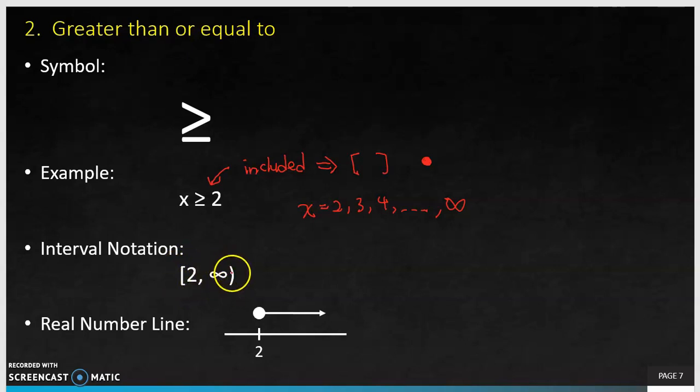Here infinity is not included. Again, you have to remember infinity cannot be included because the number is still going and going and going on. Next, the real number line. Since 2 is included, we are going to use a dot. Greater than means until positive infinity. That's why the arrow is pointing towards the right hand side.